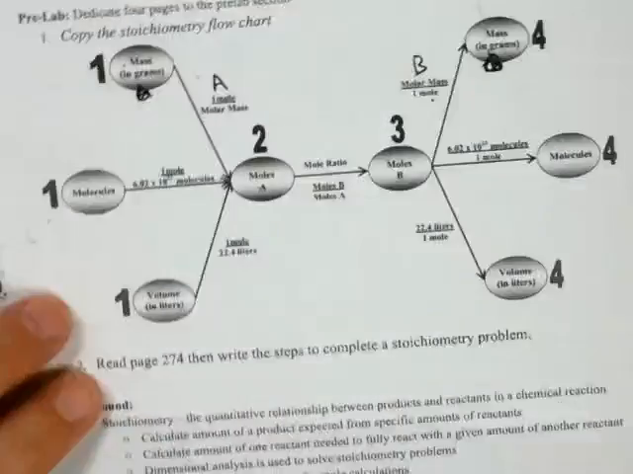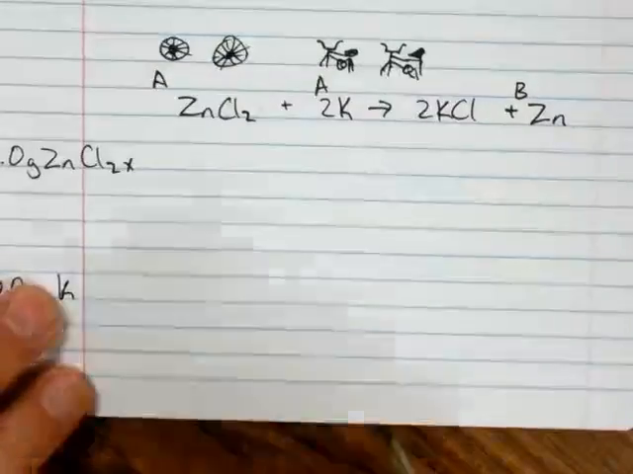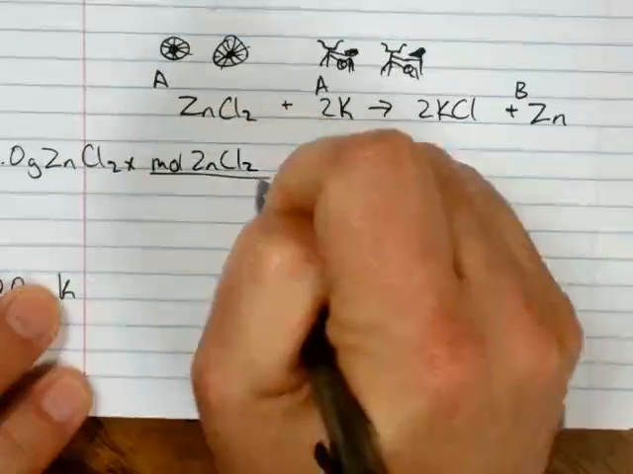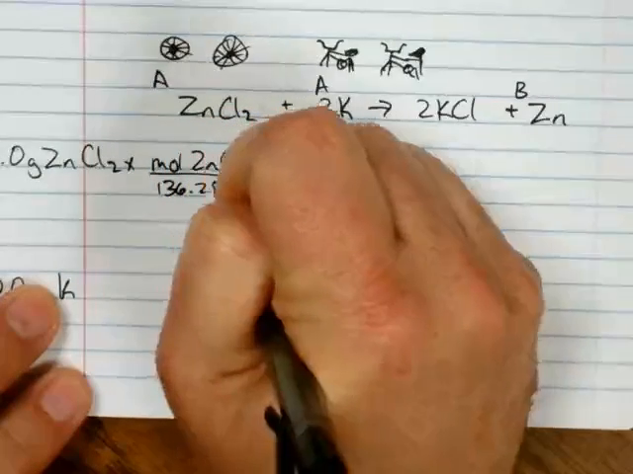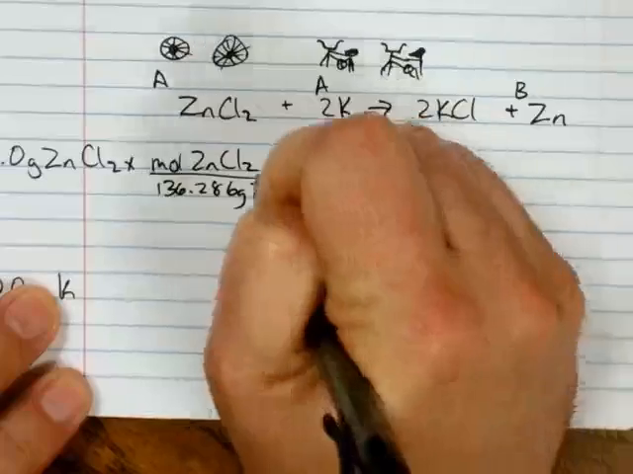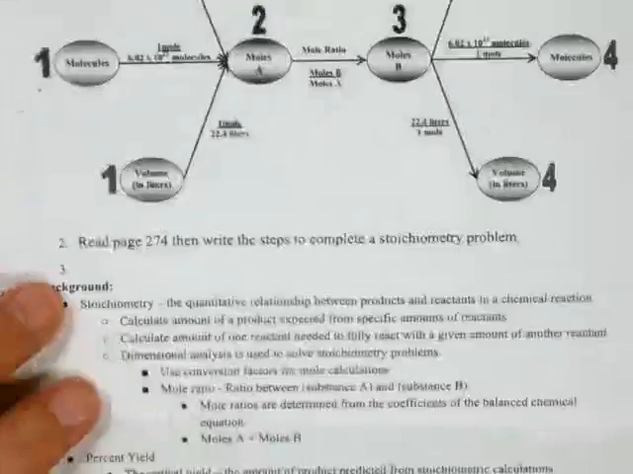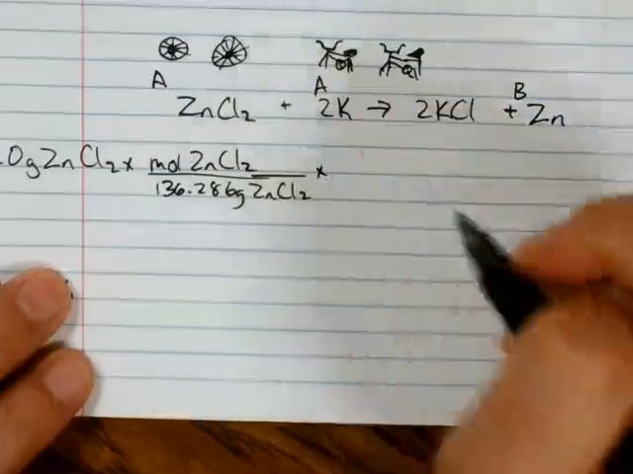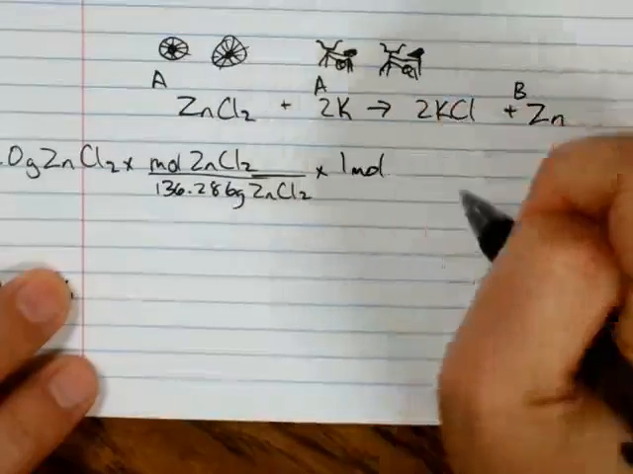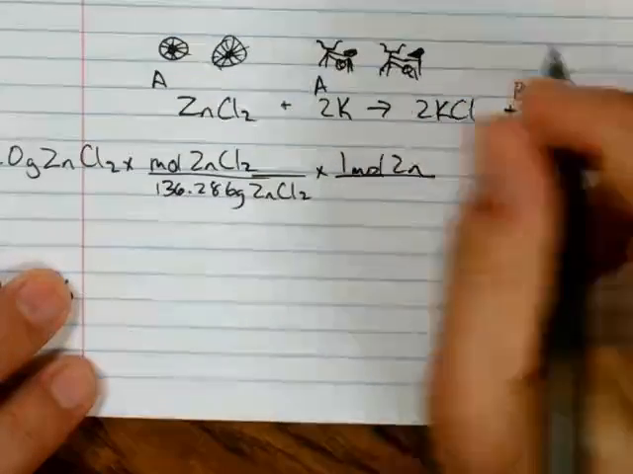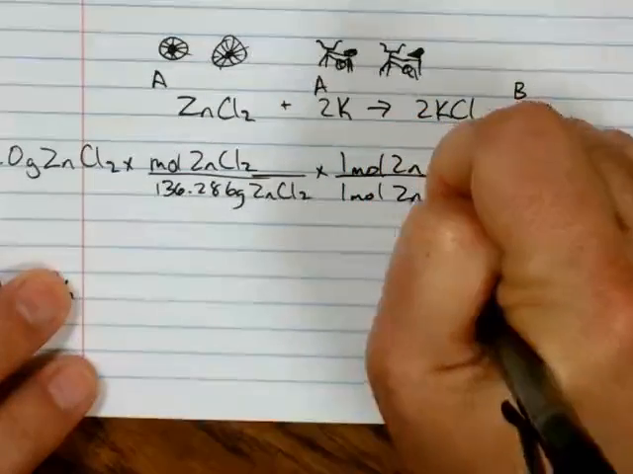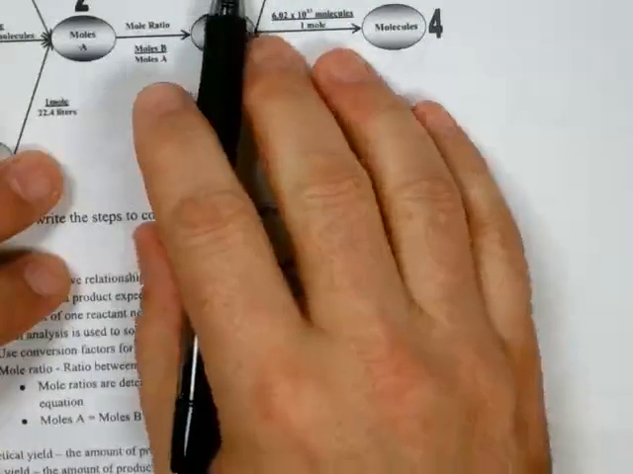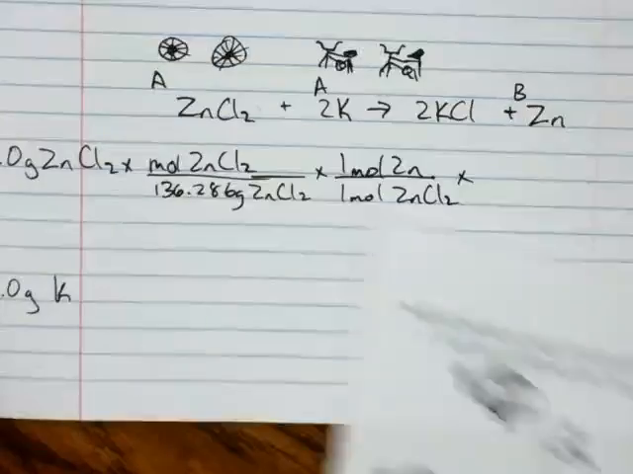So your first conversion factor is 1 mole over the molar mass. So a mole of zinc chloride over the molar mass of zinc chloride. Then our next conversion factor is moles B over moles A. We have 1 mole of zinc. We have 1 mole of zinc chloride. And then our final conversion factor will be molar mass over a mole.